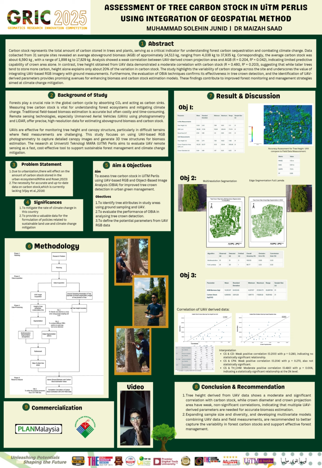And the last one is the carbon stock and tree height that we derive from the canopy height model, from the RGB data. So you can see they have a moderate positive correlation, with the value of 0.480. It also indicates a statistically significant relationship at the 1% level.